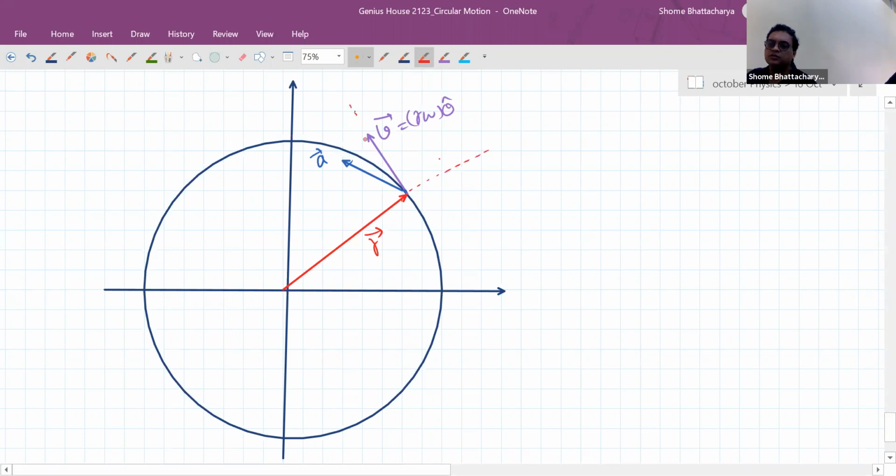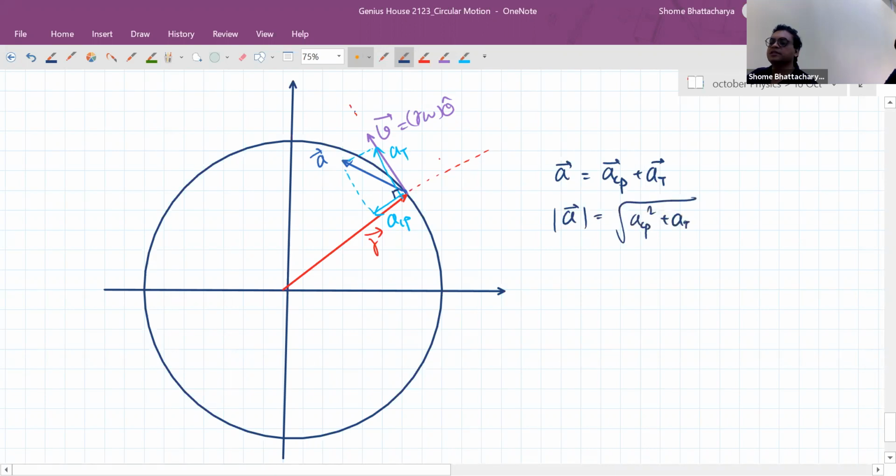Okay. So the acceleration vector has two components: this component, which becomes our centripetal acceleration, and this tangential component, which becomes our tangential acceleration. So your net acceleration is the vector sum of centripetal plus tangential. Because these are mutually perpendicular, as you can see in the diagram, the magnitude of acceleration is always square root of centripetal square plus tangential square.